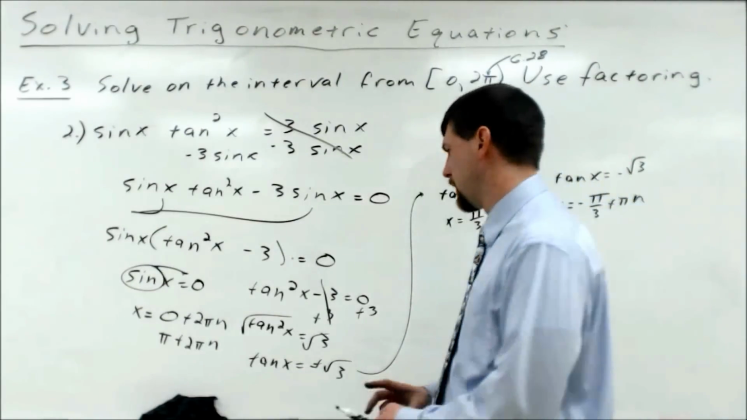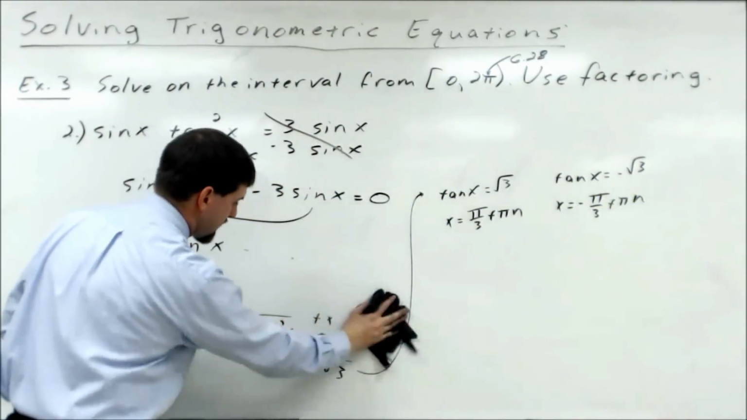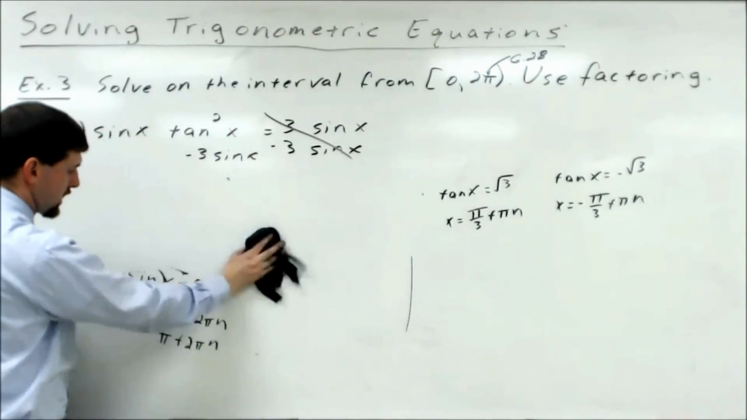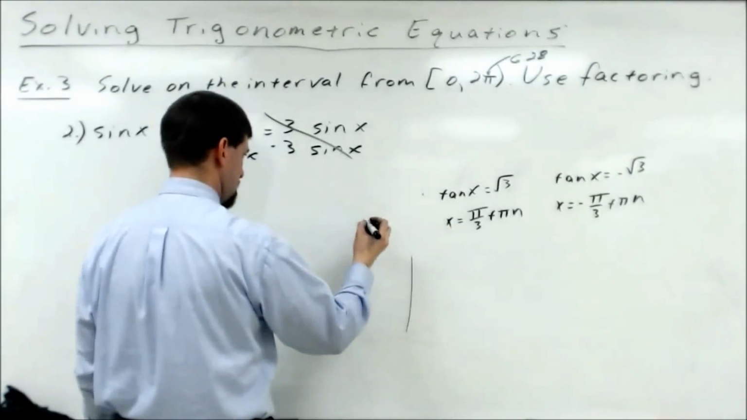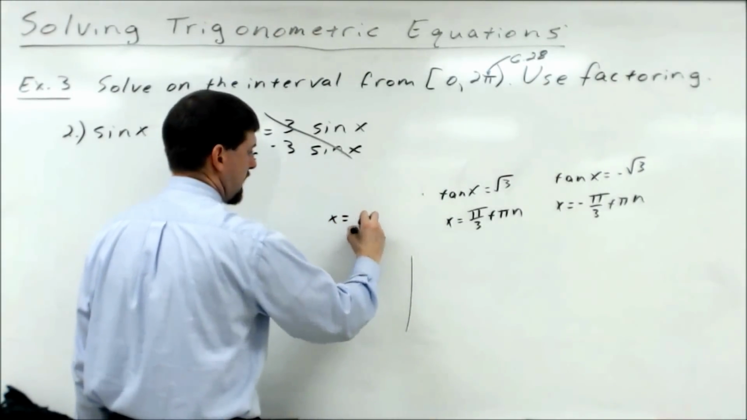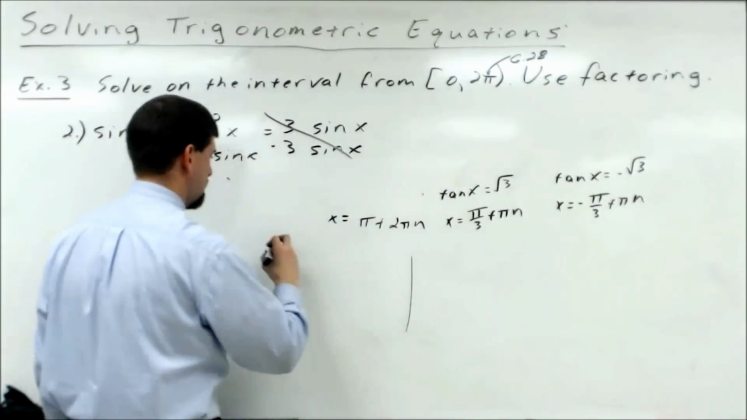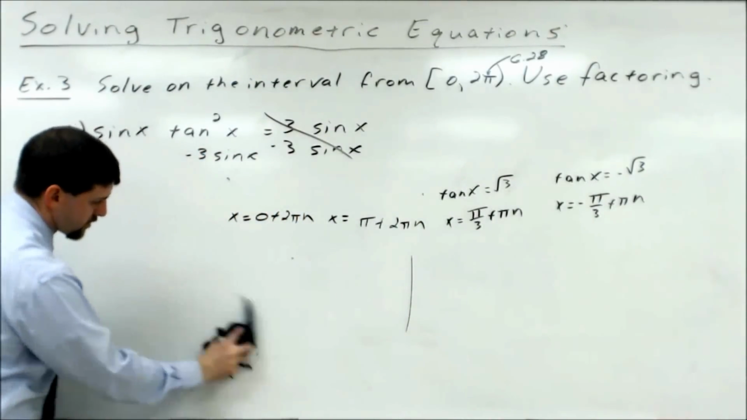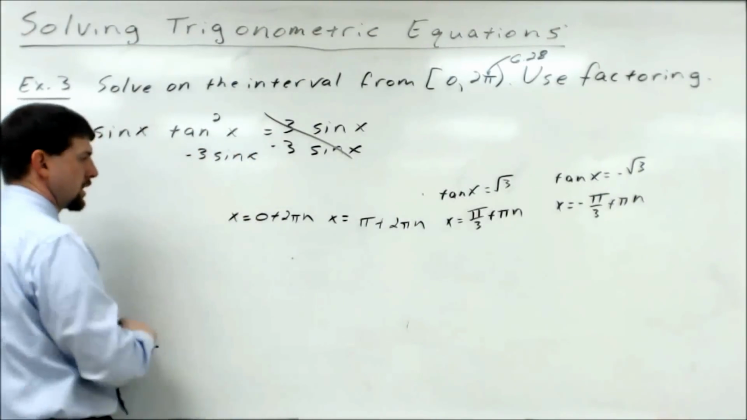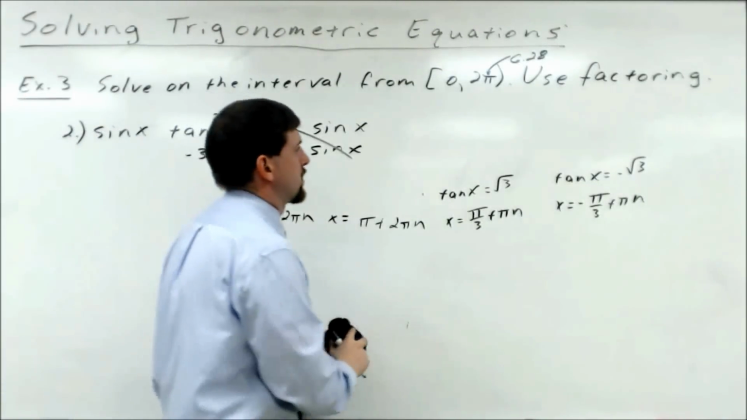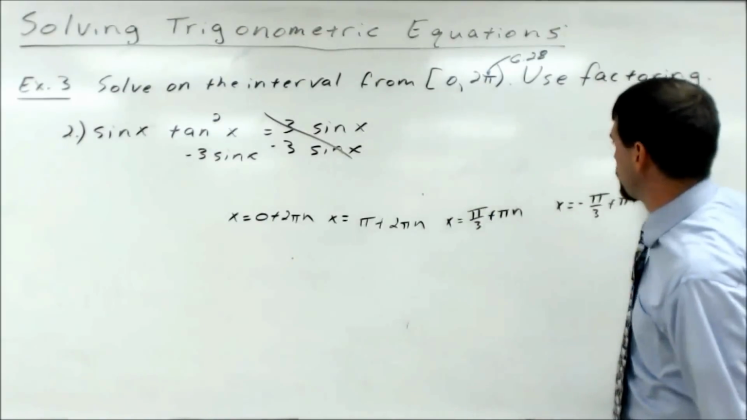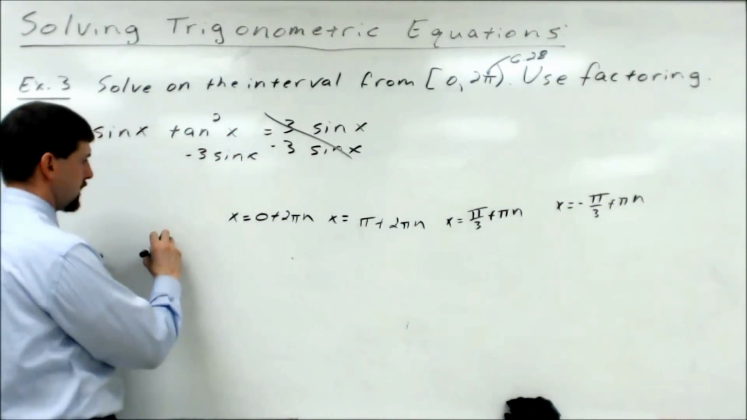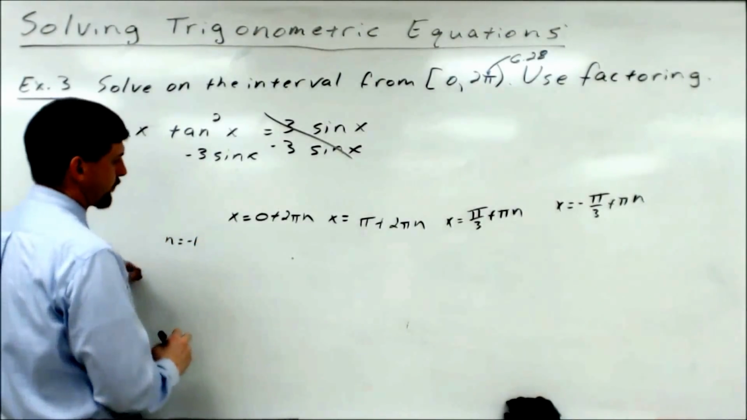But we put that with our solutions for sine, which were x equals pi plus 2 pi n, and x equals 0 plus 2 pi n. So this would be all solutions. Again, there's a little bit of redundancy there, but it'll take care of itself. This is all solutions. We want to find just the ones from 0 to 2 pi. So we just start plugging in n's. So I'm going to try n equals -1.